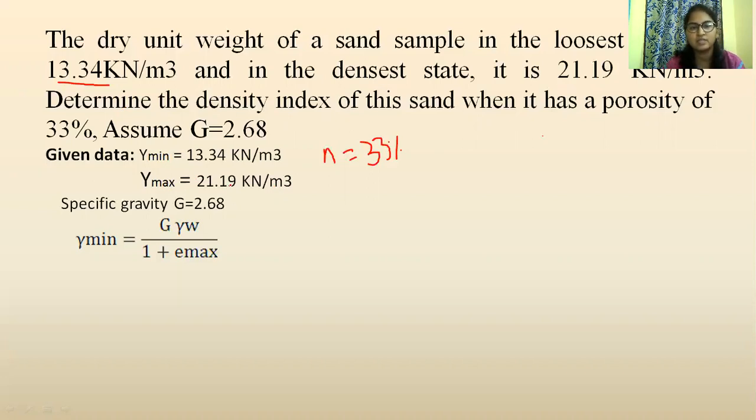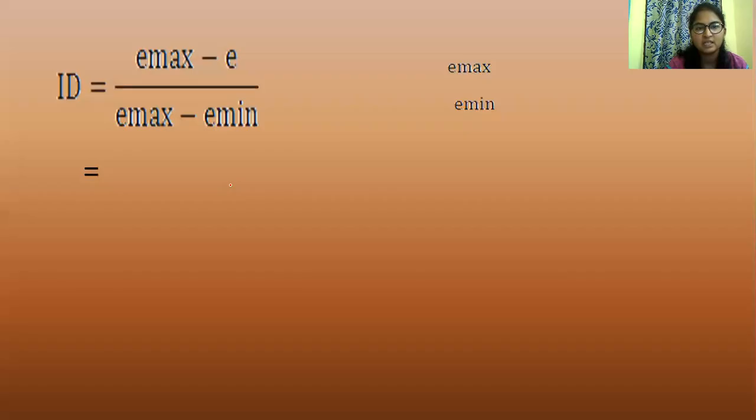Density index, relative density. What is the formula for relative density? ID is equal to (e max minus e) divided by (e max minus e minimum). Now we solve for the e max value, e minimum value, and void ratio e value.